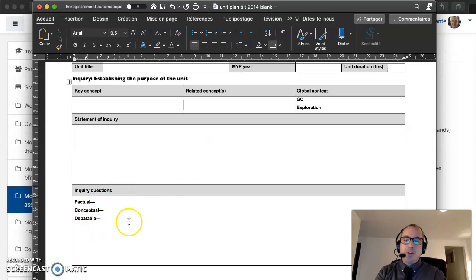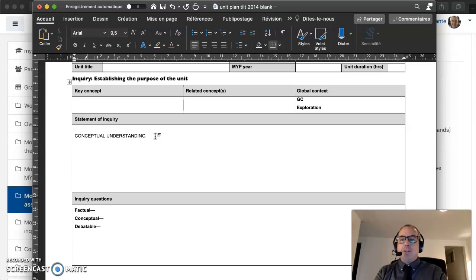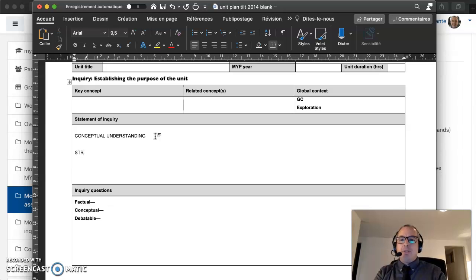I was thinking about inquiry questions right before. Here, some people put the conceptual understanding first and write them down, but that's not mandatory. And then you have the statement of inquiry, okay? So that's something that you have to put in, of course. And remember that in the statement of inquiry, you should see the key concept, the related concepts, let's say related concept 1, related concept 2, and the exploration, okay?